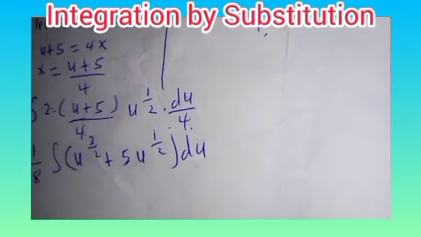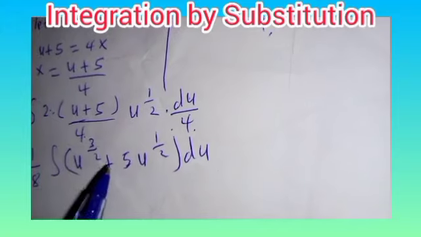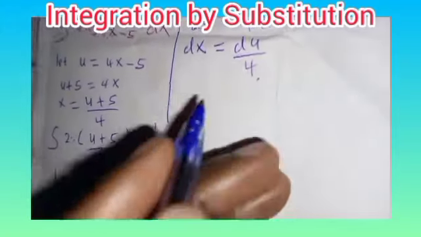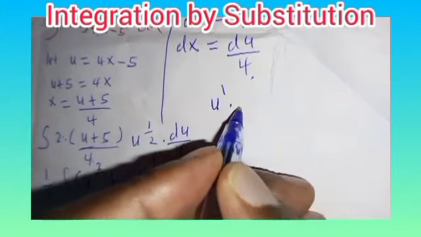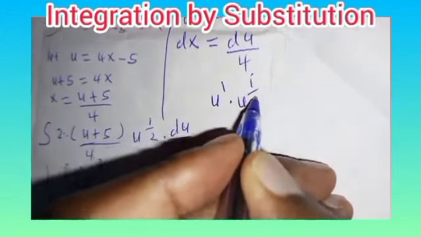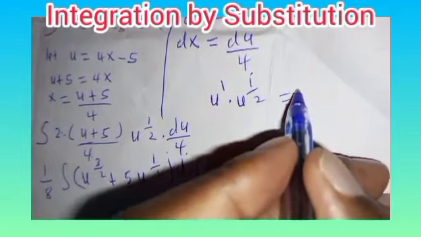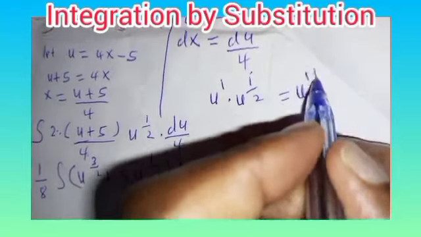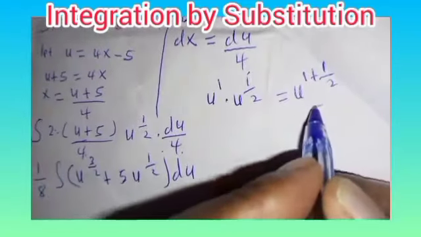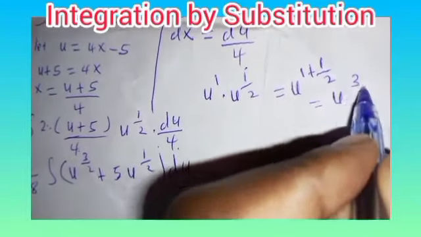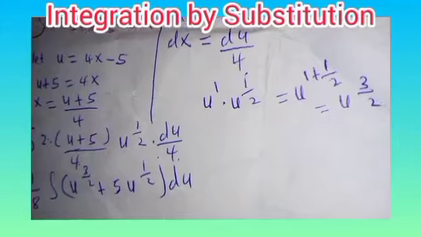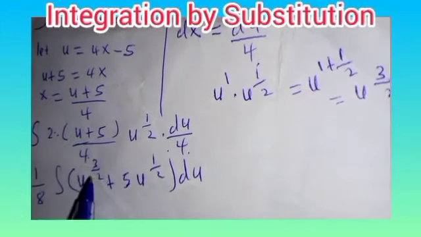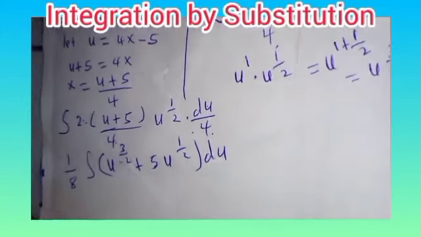So what I've done here, I have applied the laws of indices. You have u power 1 multiplied by u power half, which is equal to u power 1 plus power half, which is equal to u power 3 over 2. That is what I'm going to use here. So we integrate now this part here.